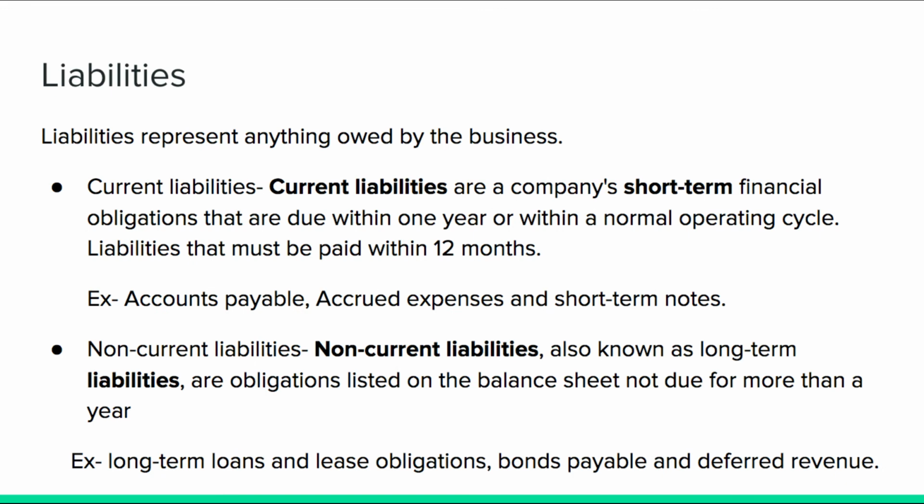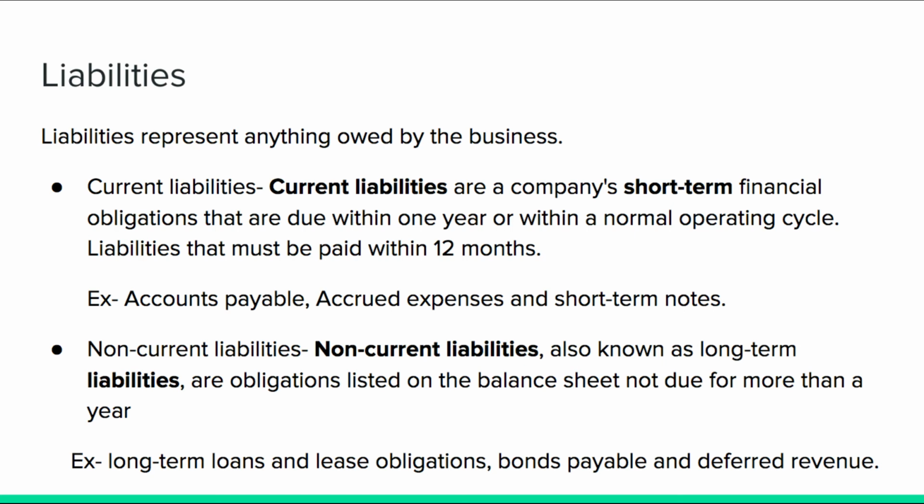We know that liabilities represent anything that is owed by the business or whatever that the business took from other people that they did not pay for yet. So, current liabilities are a company's short-term financial obligations that are due within 1 year or within a normal operating cycle. Liabilities that must be paid within 12 months. For example, a business took a loan from a bank. Now, if this loan must be paid within 1 year, then it is a current liability.